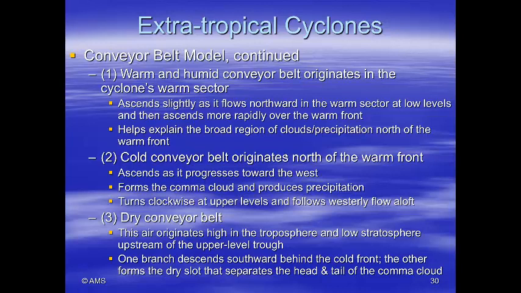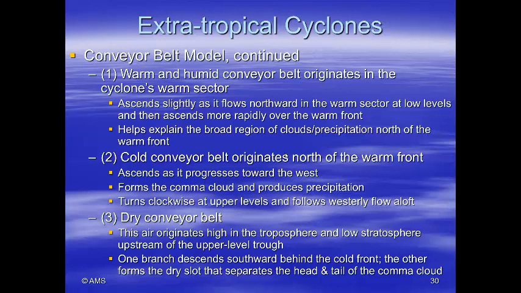The cold conveyor belt originates north of the warm front, and it ascends as it progresses towards the west. This forms the comma cloud and produces the precipitation. It turns clockwise at upper levels and follows a westerly flow aloft.